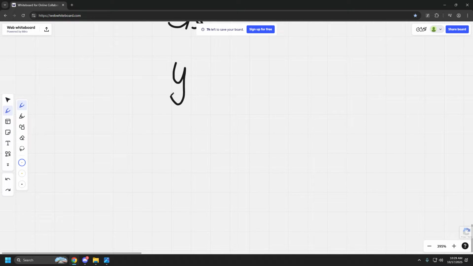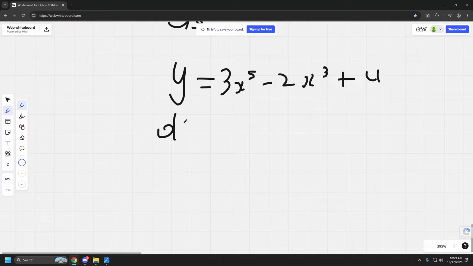Given y is equal to 3x to the power of 5 minus 2x cubed plus 4. So dy/dx, which is y with respect to x, is equal to, first of all, the derivative of any constant is 0. So 4 is equal to 0, right? Just cross that over on your paper.